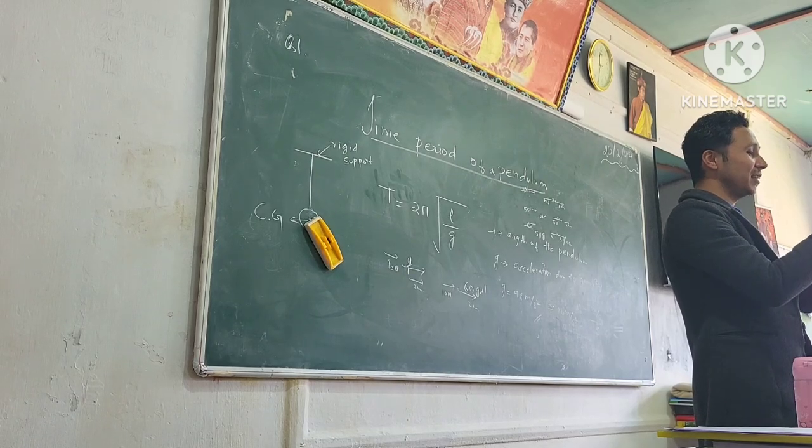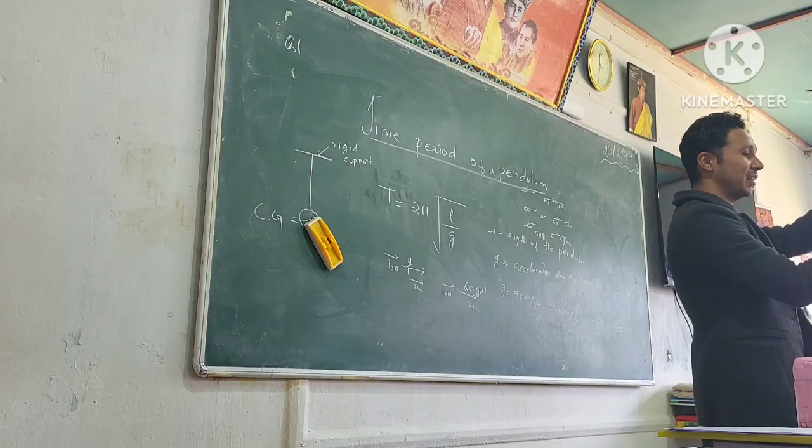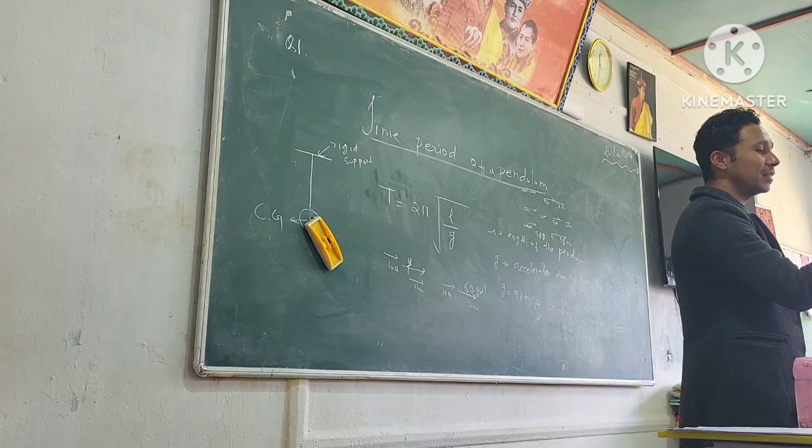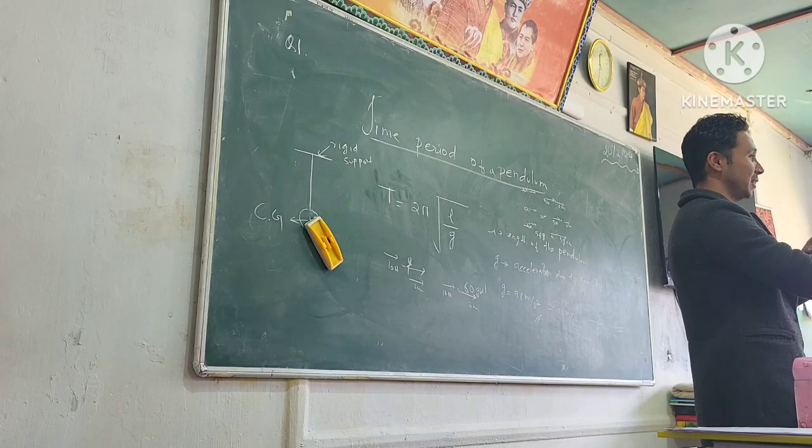So here should be exactly in the center. This is your balancing point, and this should be your center of gravity, which comes exactly in the center. This is your 15 centimeters, so I'm balancing at exactly 7.5. Yes. Okay, so this is how you can find out the center of gravity also.